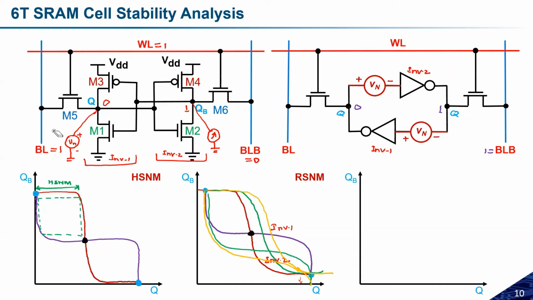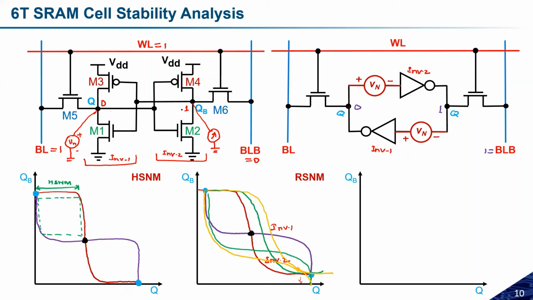What is the meaning of the opposite thing? Suppose Q is equal to 1 and QB is equal to 0. In that case Vn cannot be applied over here, because Q is already 1. So why is there a need for a change from 0 to 1? It is not possible to swap the logic. So that is why we need to apply the noise on the node where the logic is 0. So 0 will be here and 1 will be here, and we need to observe the output accordingly. So this is the setup for the write stability.